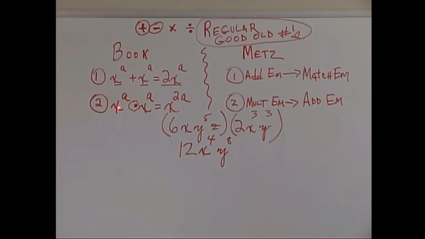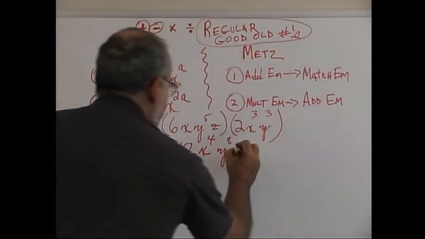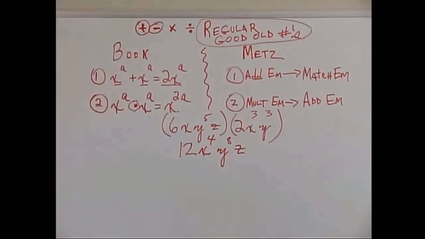Or as the book says, x to the a times x to the a is equal to x to the 2a. All right, now what do we do with the z? I got to multiply z times nothing. So what happens is, if one of them's got a letter and the other one doesn't have that letter, it just comes along for the ride and you stick it in. So now there's our answer. And that's the first time I did one where there was a letter that didn't show up in the other one, and we need to look at a few more. Plus, we need to put the confusion of sign rules into the situation.